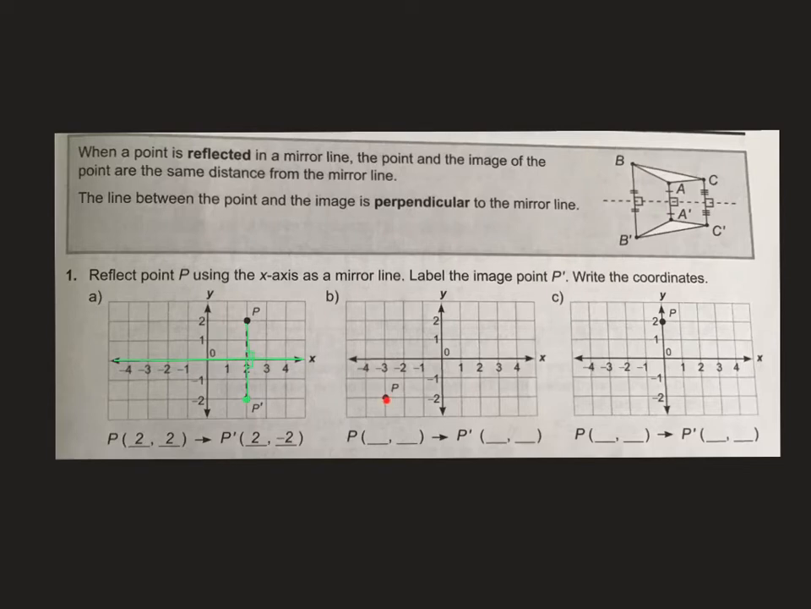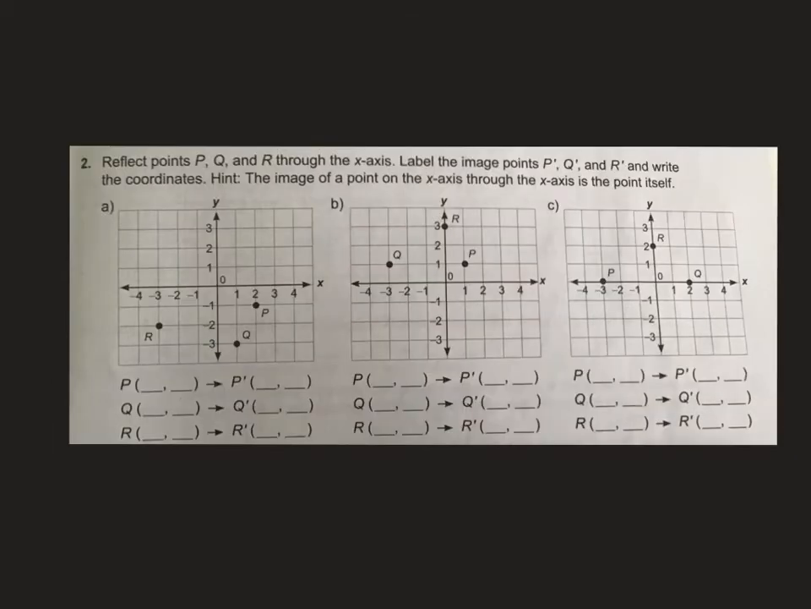For the next one, here's P. What are the coordinates, x and y? It's always crossing the x-axis for this question. So if it goes up to the x-axis, then it needs to go the same distance up, label it, and write the coordinates.